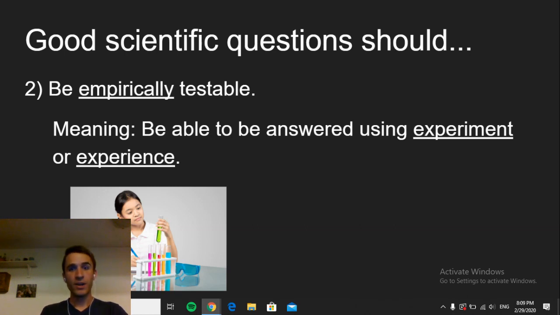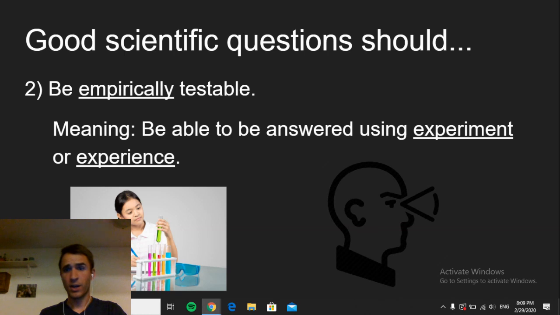Or through experience. A lot of times with questions, you don't need to actually run an experiment. You just have to go and find the answer. You have to go observe, right? The reason I put this picture on here to represent experience is because experience is frequently observation. You go and observe something happening in nature, or something happening in this situation in Australia right now, in order to answer your question.